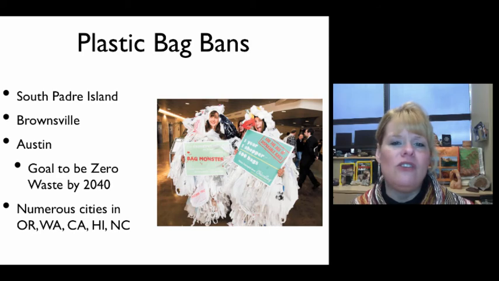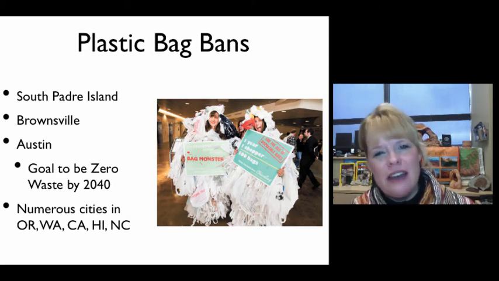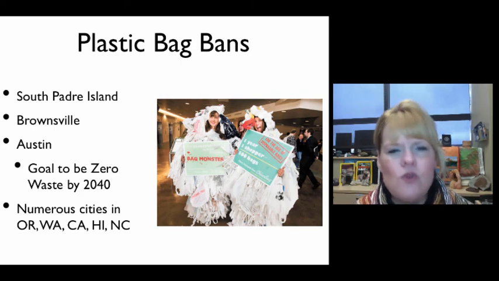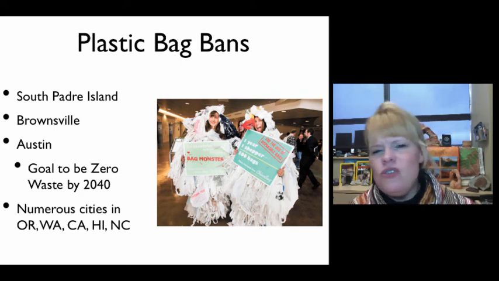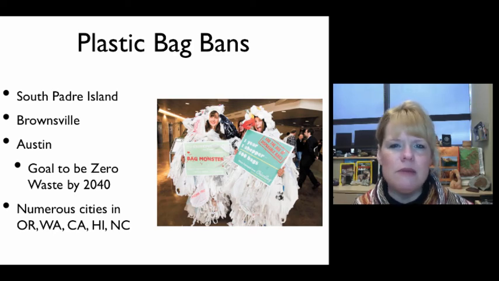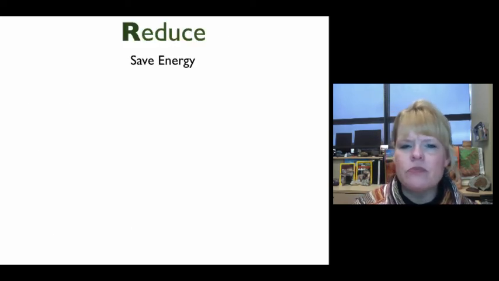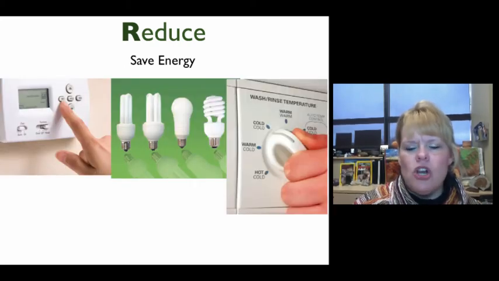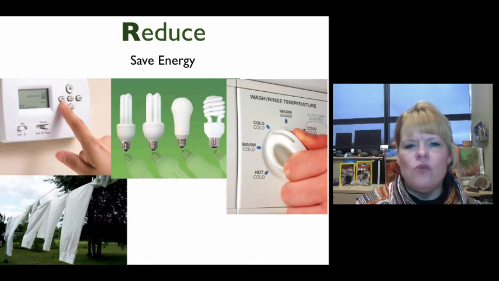If you didn't know this, MCC's plan is to be carbon neutral and waste improved by 2050. There are numerous large cities around the United States who've already banned plastic bags because they're the number one waste stream, and then second to that would be plastic bottles. So the second one of the R's that we're going to look at today is reduce.